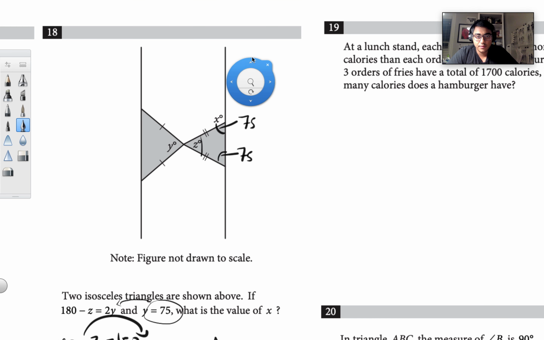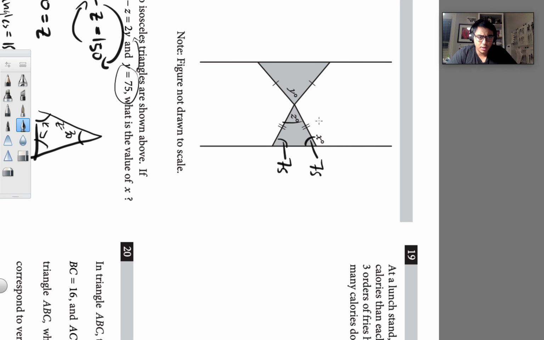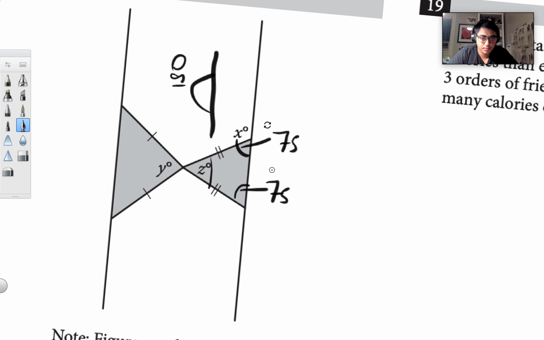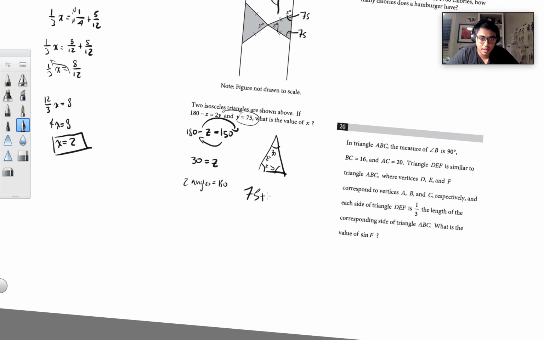Now if that's 75, we know this 75 plus x would have to equal 180. So that means x is equal to 105.